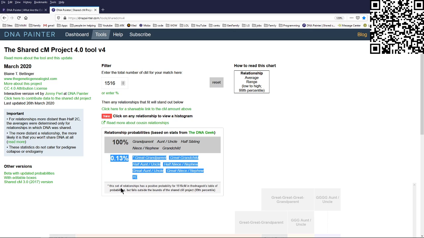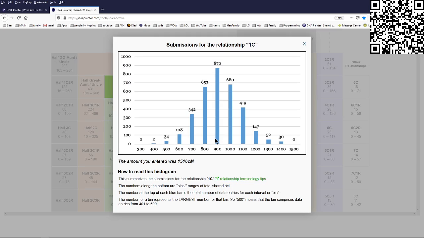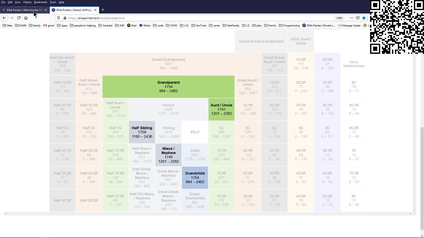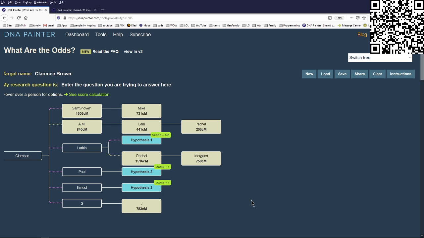See the first cousin? This set of relationships has a positive probability in the DNA Geek's table of probabilities, but falls outside the bounds of the Centimorgan project. In other words, while it could be possible, let's click on it. All right, so we said it would be 1516 if it was doubled. 1500 is a 0. So the bell curve has already gone down to the bottom. So not only would 1516 be almost over here at 1, that would mean this one would go 0, 1, and it'd be like up down, and that didn't happen either. So what that means is this person is not going to be my first cousin.